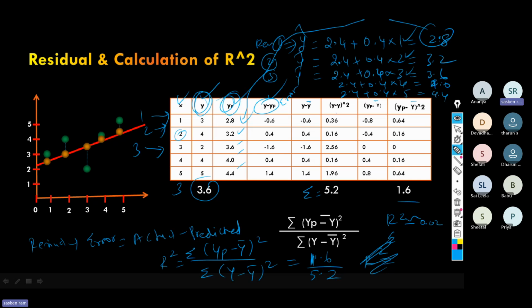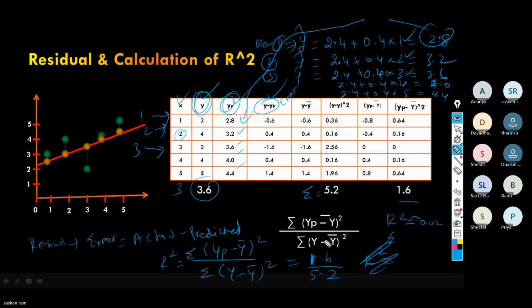Your R squared value is supposed to be closer to 1. Any value closer to 1 is good. But when it comes to software packages like Python, you don't have to compute the R squared value manually. It gives you the R squared value automatically. But you need to understand the rationale behind the R squared, how the R squared value is computed.